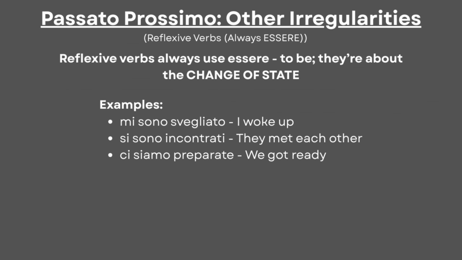Another concept is reflexive verbs, which I mentioned before, but here we can see some examples. Reflexive verbs always use essere because they're about a change of state, which is the function of essere. As we know, reflexive pronouns are placed before conjugated verbs, and participles must agree in person and number. Mi sono svegliato. Si sono incontrati. Ci siamo preparate.